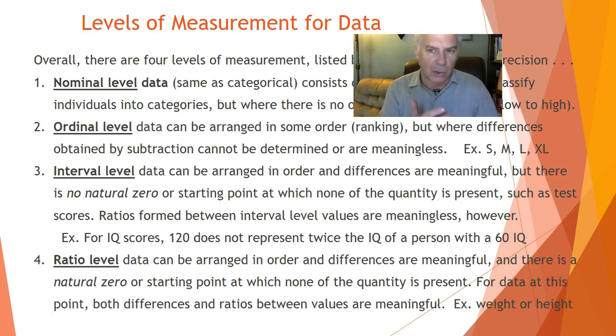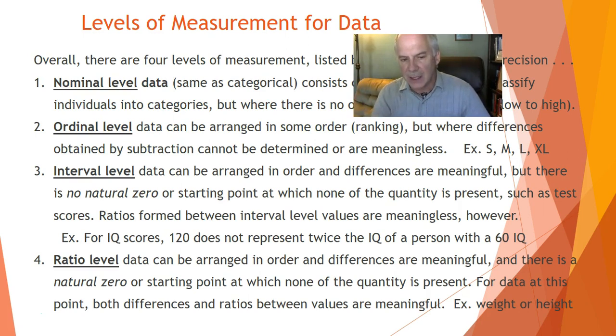Now, IQ scores are an example of interval data. 120 does not represent twice the IQ of a person with 60 IQ. It doesn't work that way. So you don't talk about one person doubling the other person and what that means, okay? So interval level data is where you have a scale. It's an even scale that you're measuring on, but there's no 0 mark on the scale that has any meaning.